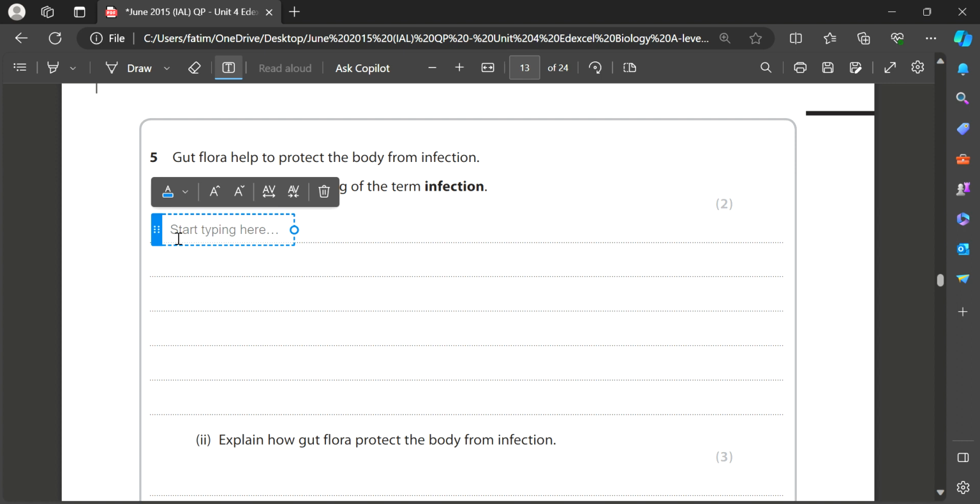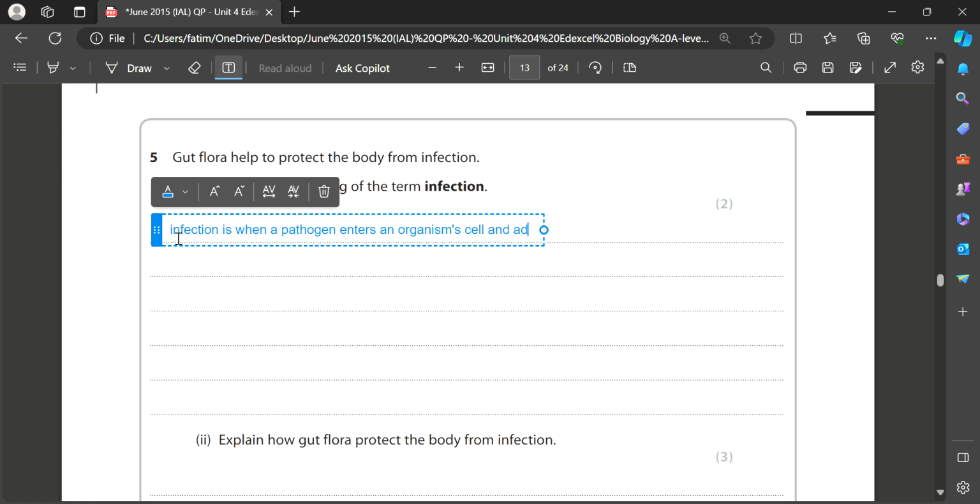We need to say that a pathogen enters a body, and not a body but a cell or a tissue of an organism, and then that's it. Pathogen enters into an organism or cell. That's basically it. So I'll just write that down. Infection is when a pathogen enters an organism's cell.